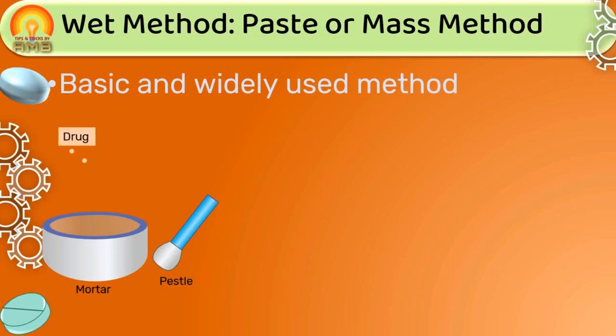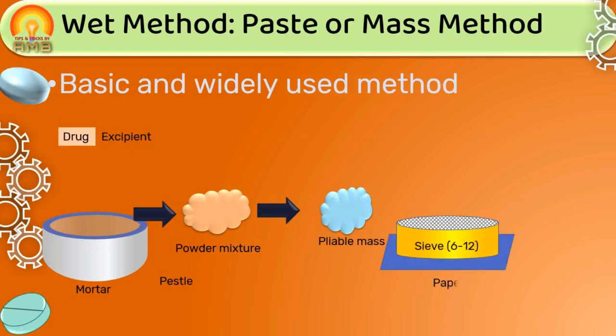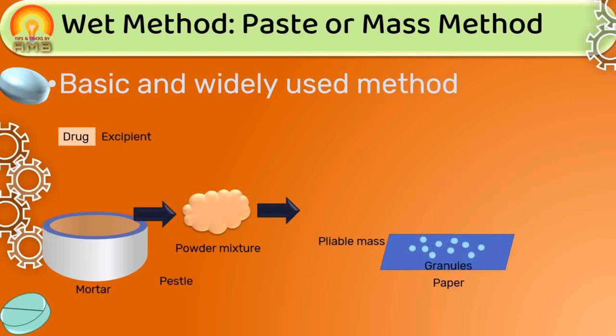In this method, first drug and excipients are mixed and the resulting powder mixture is then moistened with a granulating agent to form a dough mass or paste. Then this mass or paste is passed through a screen or sieve of desired mesh size to produce granules of desired size. Generally, 6 to 12 mesh screen is used for this purpose.